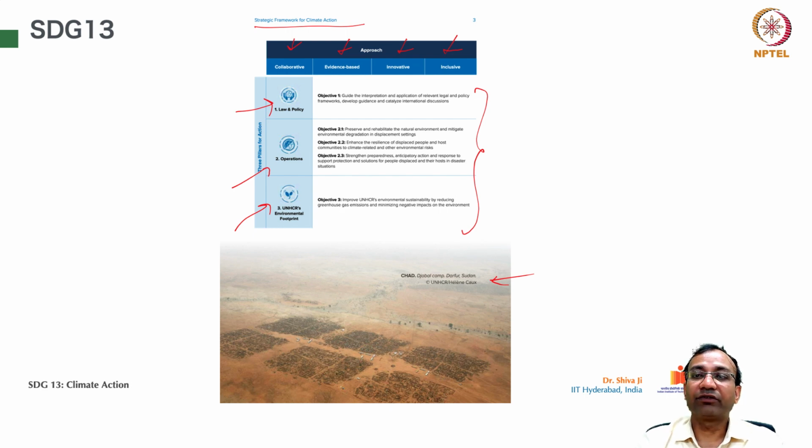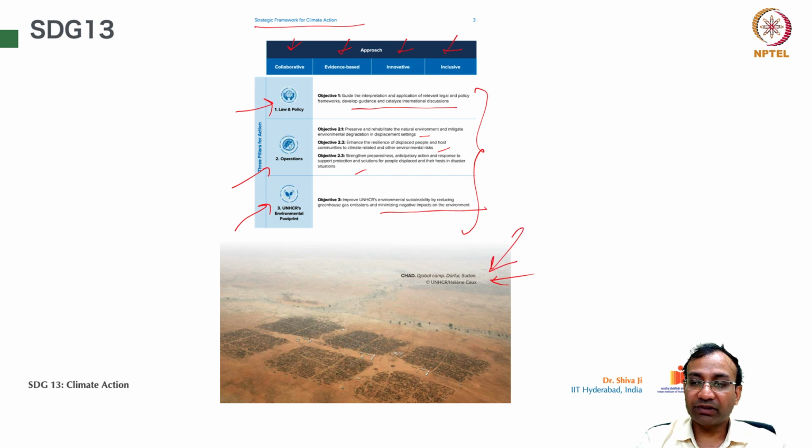The first one talks about guiding the interpretation and application of relevant legal and policy frameworks, developing guidance and catalyzing international discussions. Then, preserve and rehabilitate the natural environments and mitigate environmental degradation in displacement settings. Enhance the resilience of displaced people and host communities to climate related and other environmental risks. Strengthen preparedness, anticipatory action and response to support protection and solutions for people displaced and their hosts in disaster situations. And improve UNHCR's environmental sustainability by reducing greenhouse gas emissions and minimizing negative impacts on the environment.